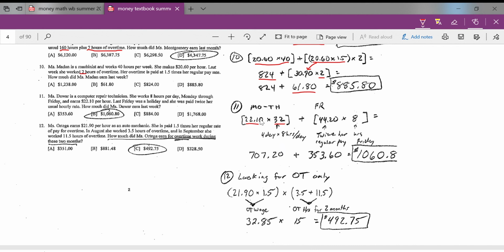Take the regular wage times the regular hours. That gives us $707.20. Then her normal pay is $22.10. Now on a holiday it's double, okay, or twice as much, meaning times two. So I take $22.10 times two is $44.20 they make on a holiday, and they work 8 hours on that holiday, so that's an additional $353.60. Add them up, we get $1,060, and that should be 80 cents. It's cut off there.